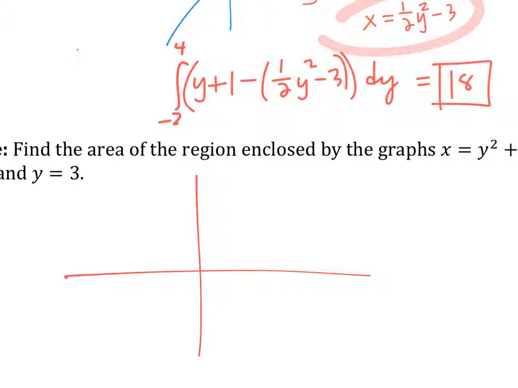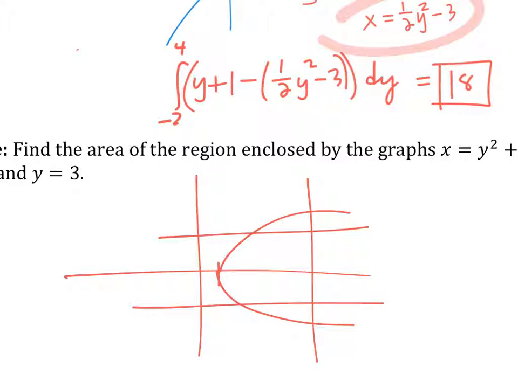Okay, so x equals y squared plus 1. That is a parabola that is moved to the right one. So that is like this. x equals 5, so somewhere here. y equals negative 3, and y equals 3. So you are looking for this area.